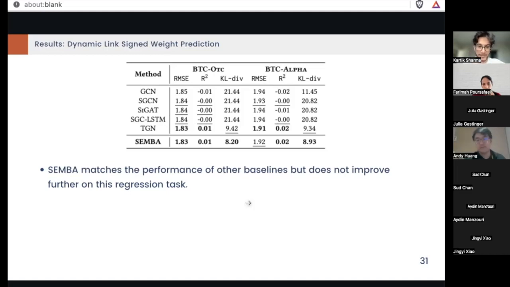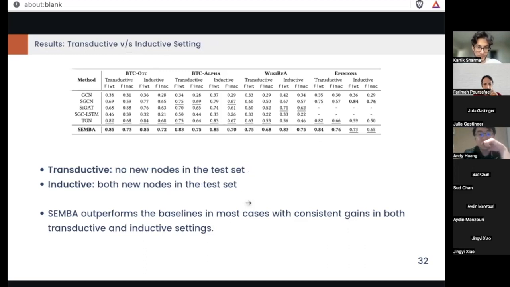All right. I guess quickly, we also tried transductive versus inductive settings. So this is for the 3-class prediction. Transductive means there are no new nodes in the test set. Inductive means both nodes are new in the test set. And we would like to see if Semba is doing well in both these settings and not just favoring one of them. And we do see that there are consistent gains in both.